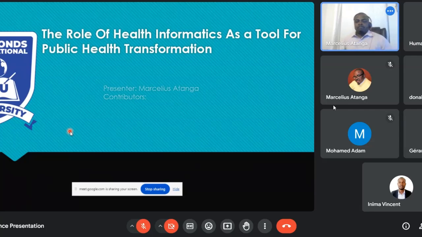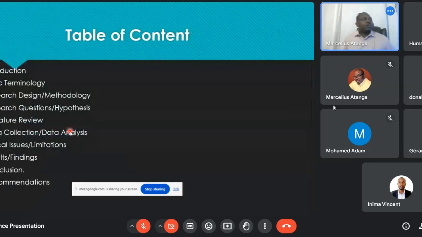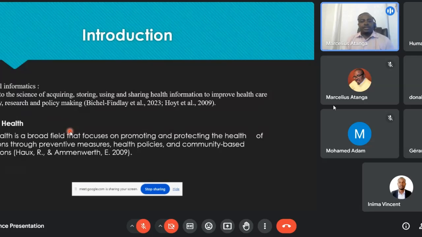So to proceed, I will quickly take you through the content of what we'll be looking at today. This is kind of an extract from the research paper, and we'll look at how the study was conducted, the results we found, possible conclusions, and our recommendations. So let's move first to the introduction.